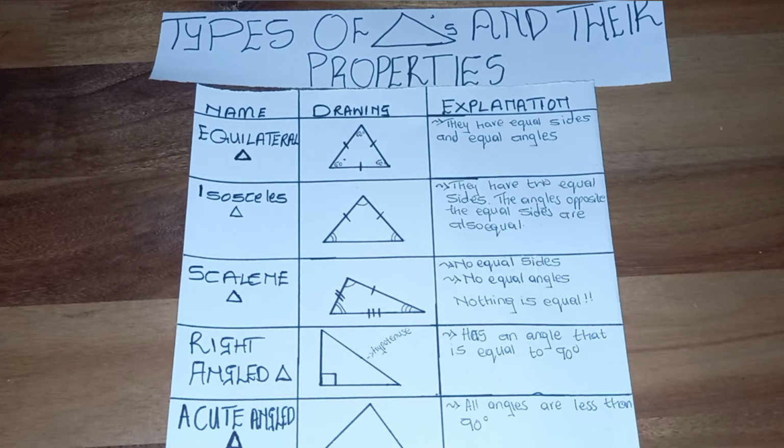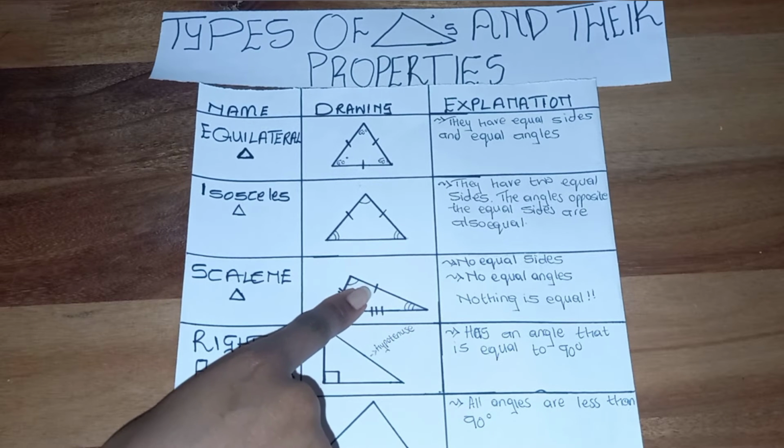Now let's move on to the third type of triangle, which is the scalene triangle. In a scalene triangle, no equal sides, no equal angles, nothing is equal. When you look at a triangle and it's scalene, you will see that the sides are not equal and the angles are not equal. Basically, in a scalene triangle, nothing at all is equal.